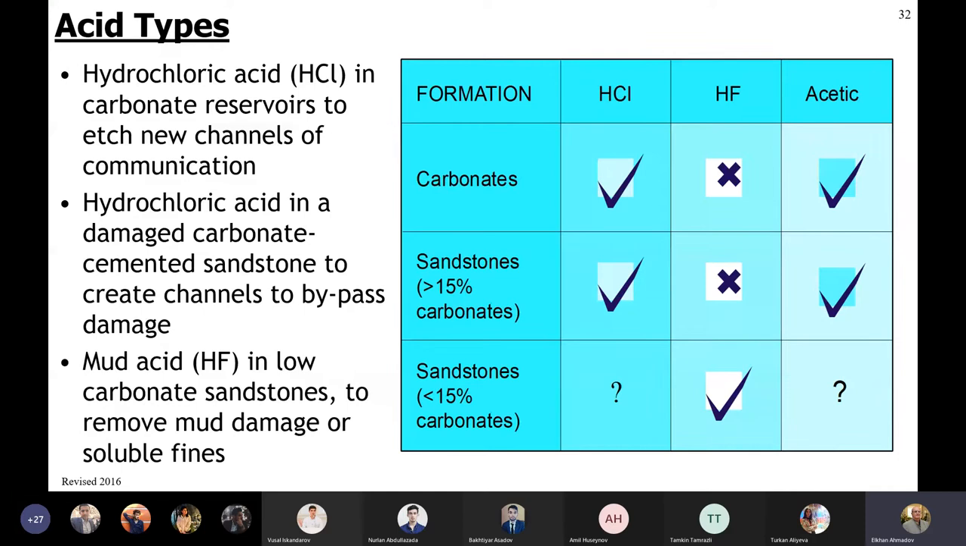And mud acid is used in low carbonate sandstones, and it reacts with the mud fluid and the soluble fines that are in the reservoir to remove the damage.